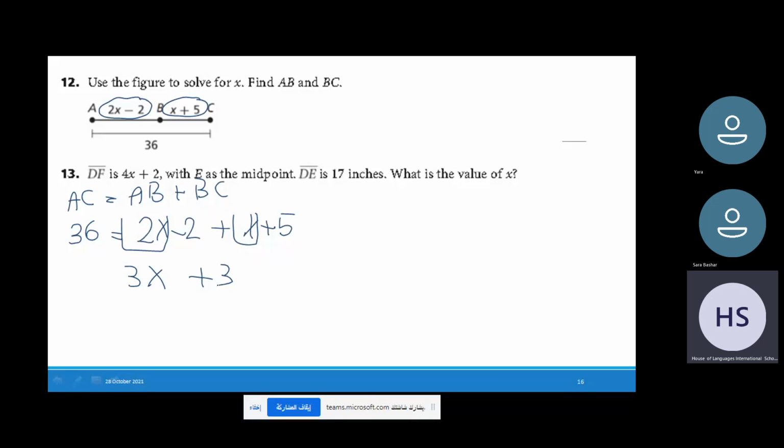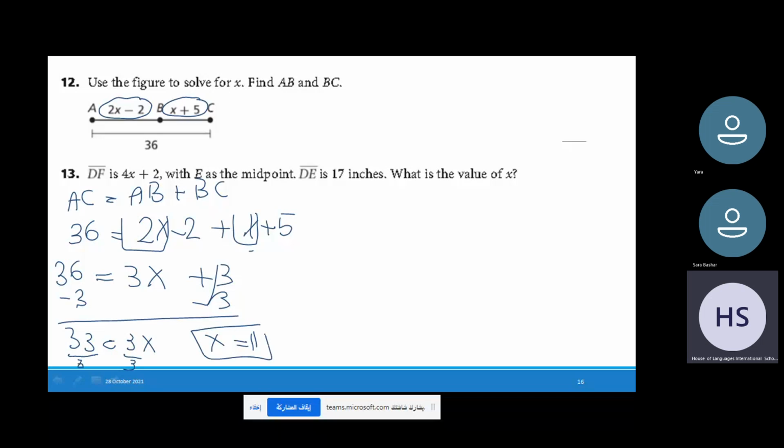Now, what is equal? 36. So first you combine the x terms, you combine the constants, you get 3x plus 3 equals 36. Next, we subtract 3 from both sides: 33 equals 3x. So what is the value of x? Divide by 3. So it's going to be 11.